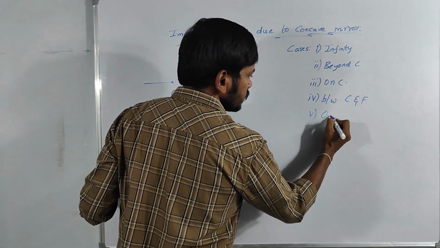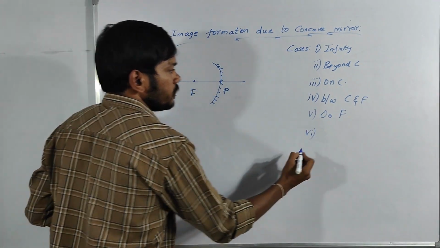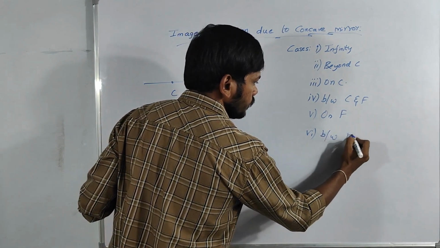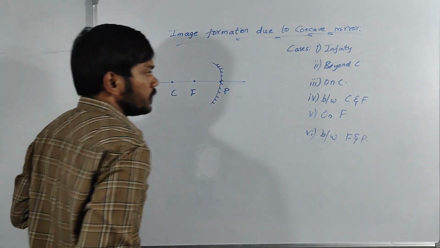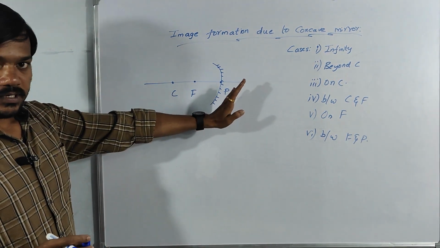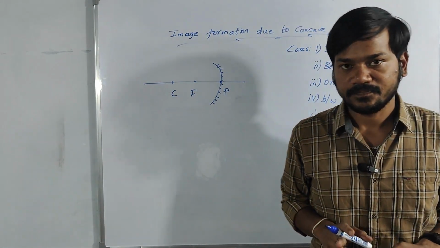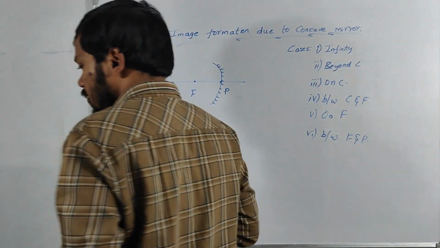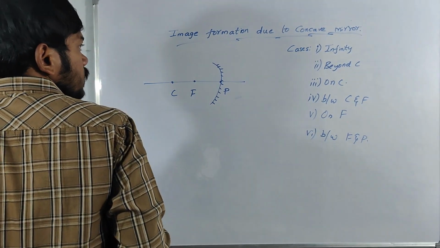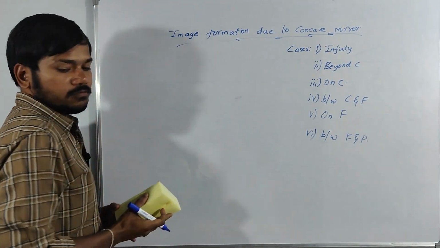on focus. Sixth one, between F and P. These are only the possibilities from infinity, but we cannot put any object on the pole because it will never form the image of it. Clear, no? Yes. Now the image formation due to the concave mirror, case 1.